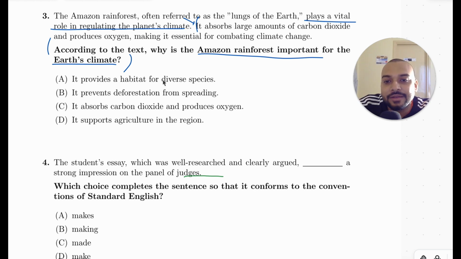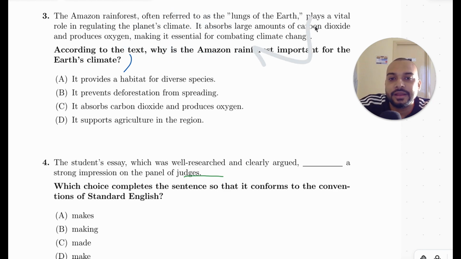It provides a habitat for diverse species. No. It prevents deforestation from spreading. No, nowhere mentioned. It absorbs carbon dioxide and produces oxygen. Mentioned explicitly. Yep, that is correct. It supports agriculture in the region. No, wrong. So this was pretty easy, since all the other options got eliminated just fine, because no information about those options was mentioned in the passage. So I would put this in the easy category of questions. Let's go to the next one.